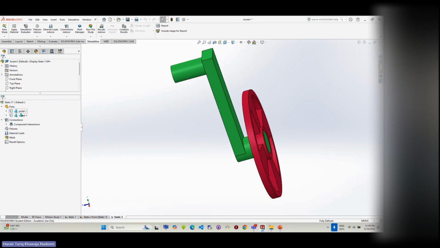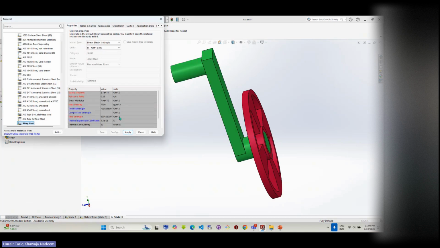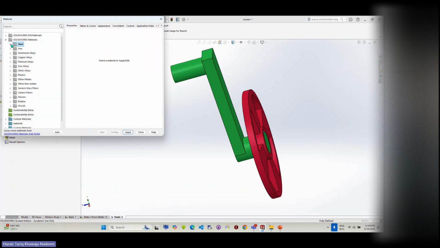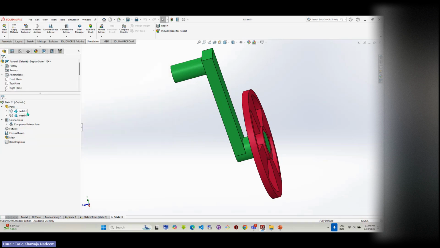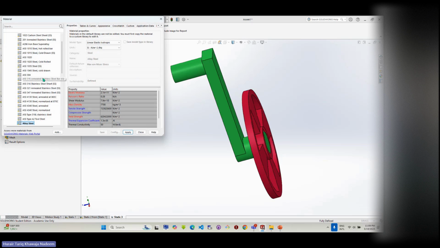One is paddle, one is wheel. The materials are not defined. So what I'm going to do first is define the material. Let's say the first material is... which material do I have selected right now? The paddle. Okay, let's say the paddle is actually made up of steel. It's A2010 steel. You apply it, you close it.